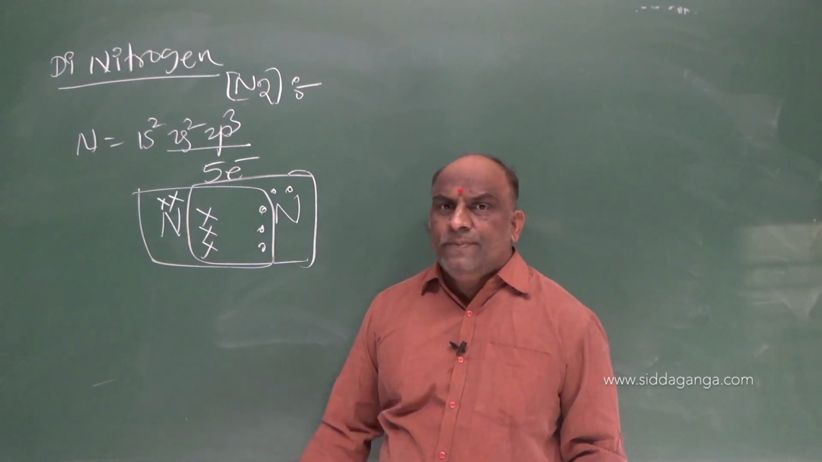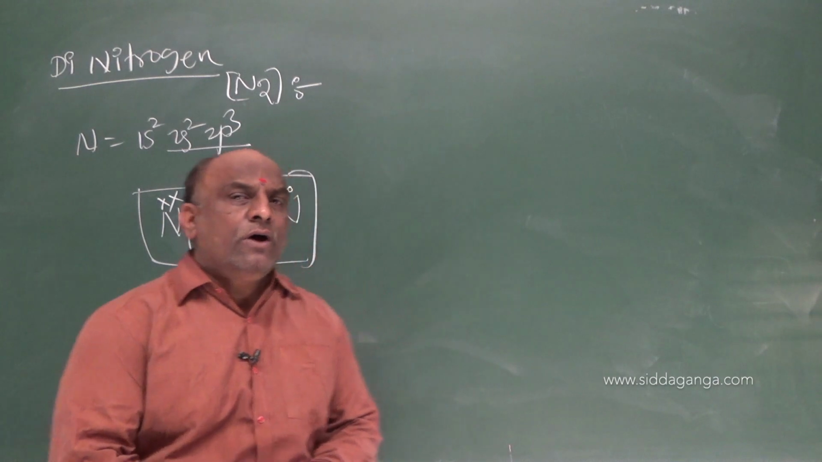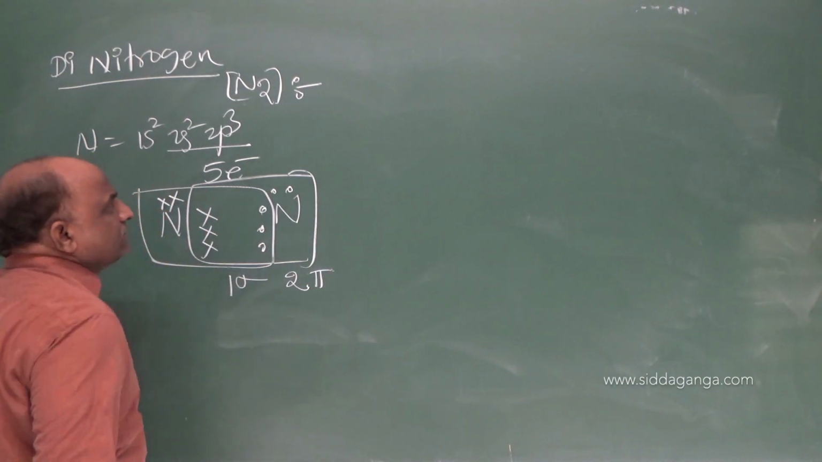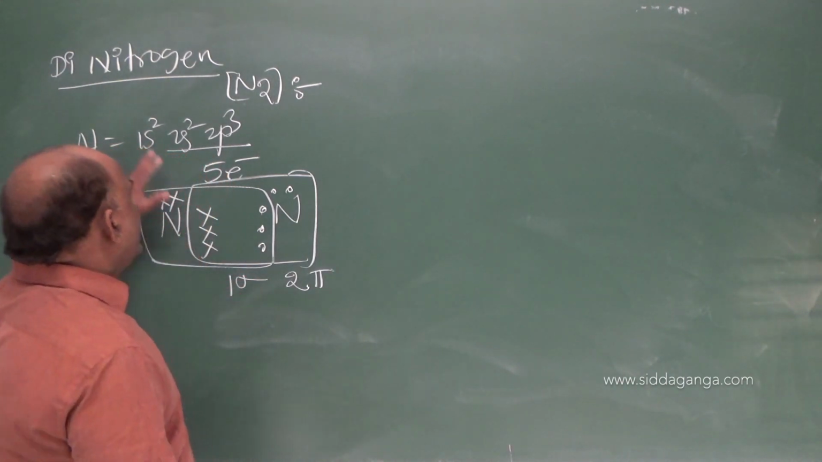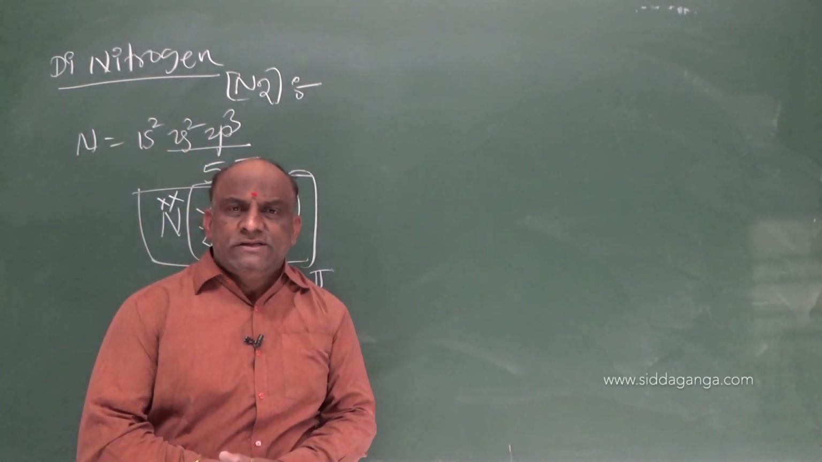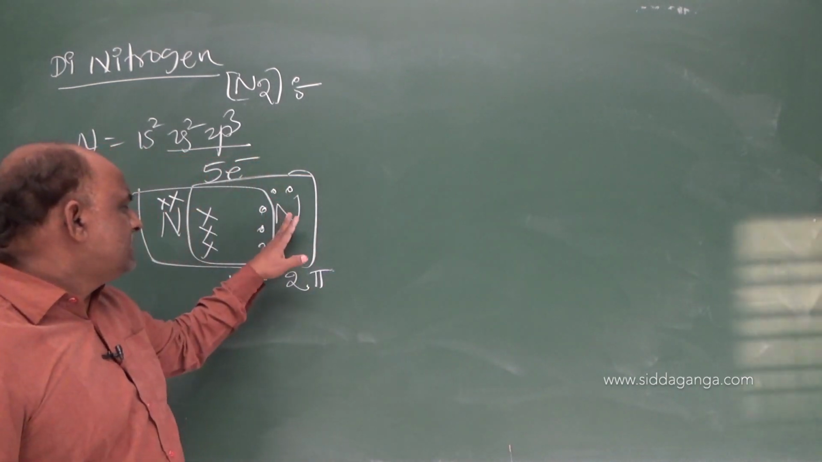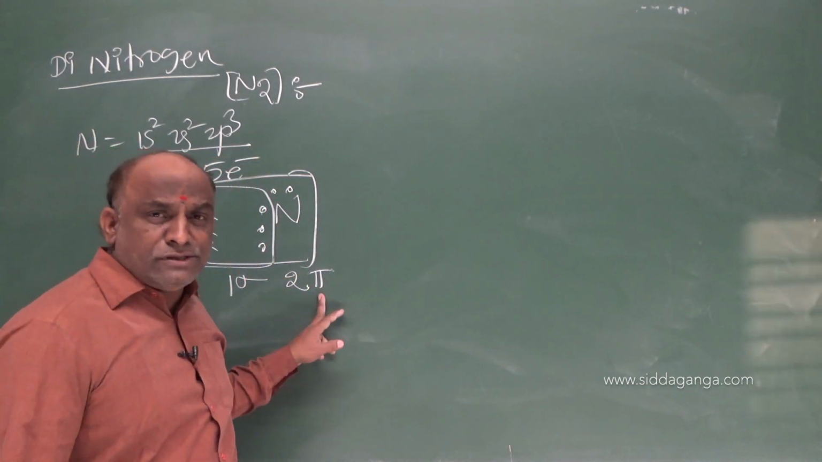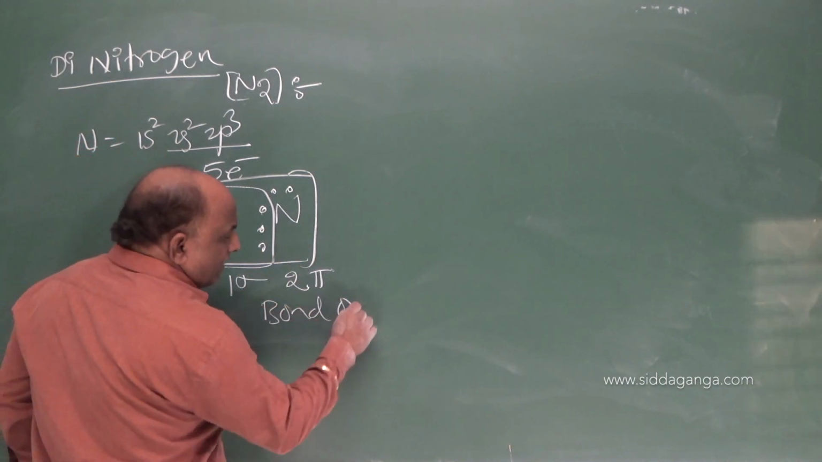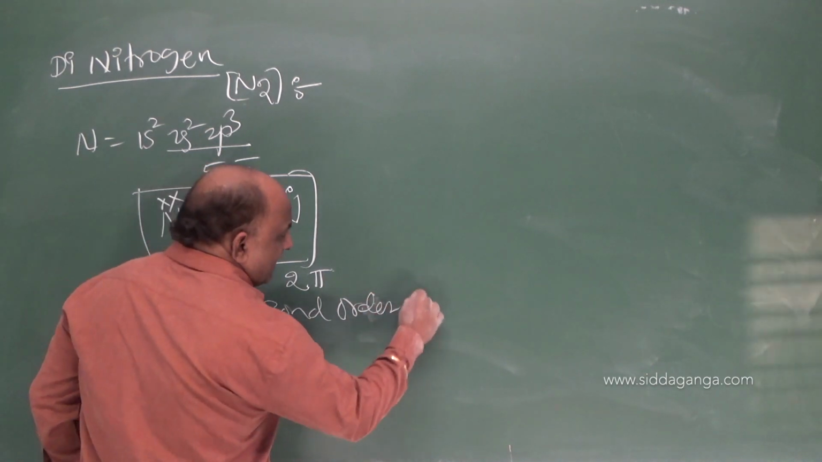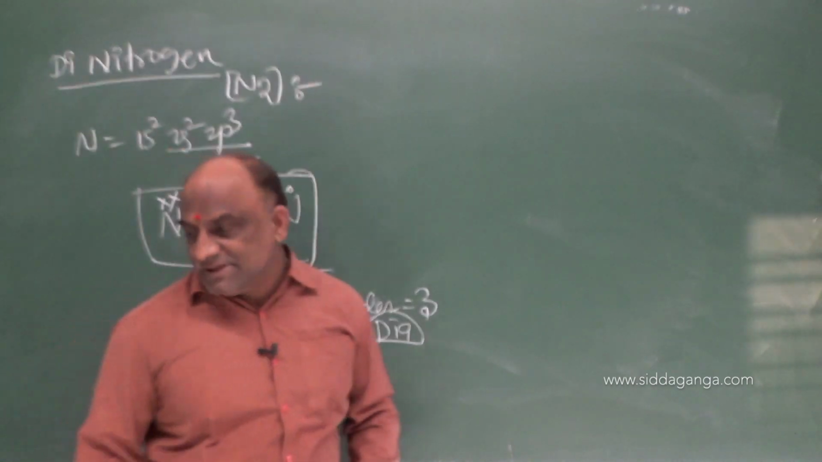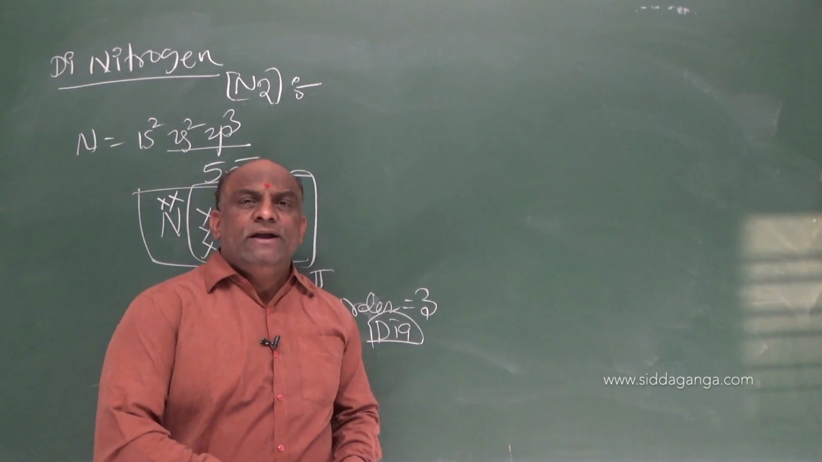In this triple bond, one is a sigma bond and the remaining 2 are pi bonds. So make a note regarding dinitrogen, molecular formula N2. Between 2 nitrogen atoms, a triple bond takes place. Of the triple bond, one is a sigma bond and the remaining 2 are pi bonds. And what is the bond order? The bond order of dinitrogen is 3, and dinitrogen is an example of a diamagnetic substance.